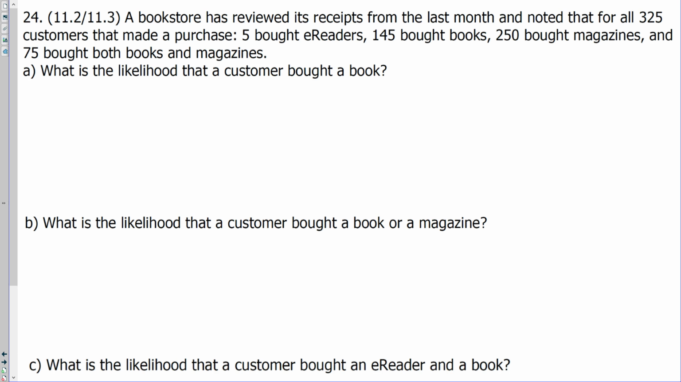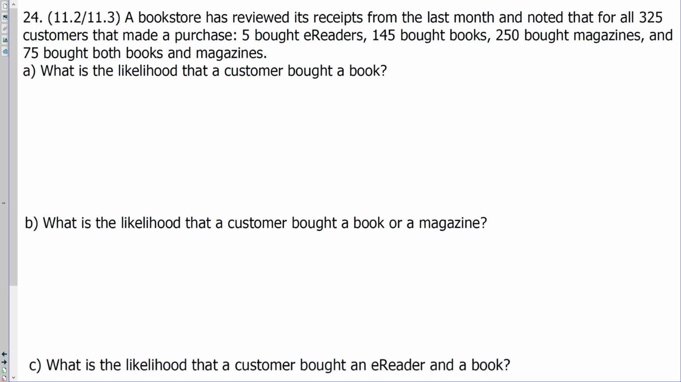Problem 24 comes from the combined notes sections 11.2 and 11.3, which was the probability rules section where we talked about the complement probabilities, the probabilities involving or, so the probability of this or probability of that, the formula involved there, and our and type probabilities. If you want this event and a second event, how you calculate the probabilities with the and formula.